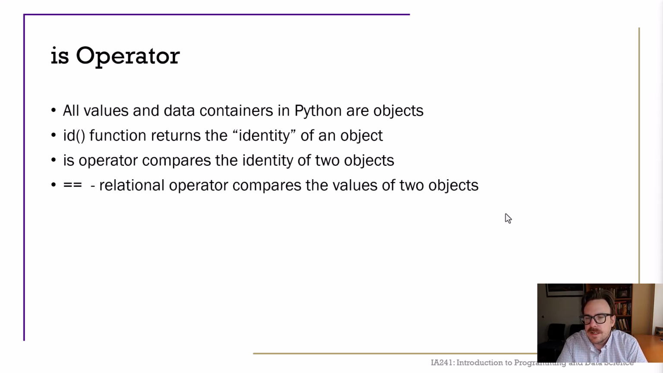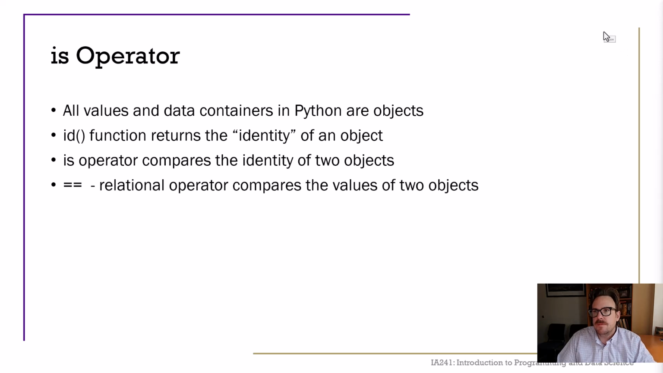The key thing to remember is that Python is object-oriented programming, right? Everything in Python is an object. And we can use the id function to identify an object, right? The is operator compares the identity of two objects, and the double equal sign sees if the value is the same. So these are two different things. The same identity of two objects might be very different than the values of two objects, or vice versa.